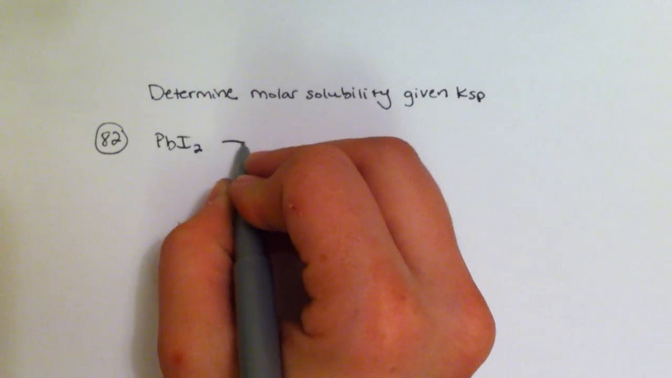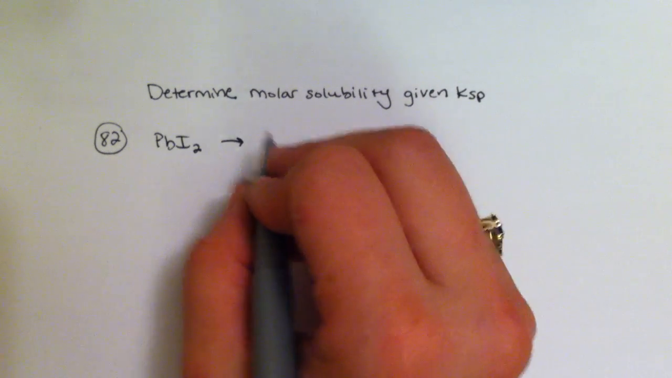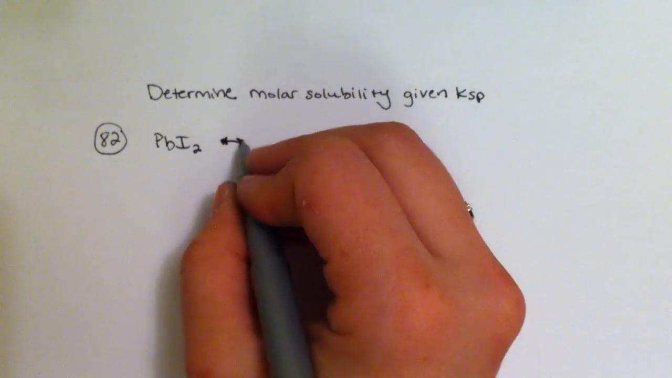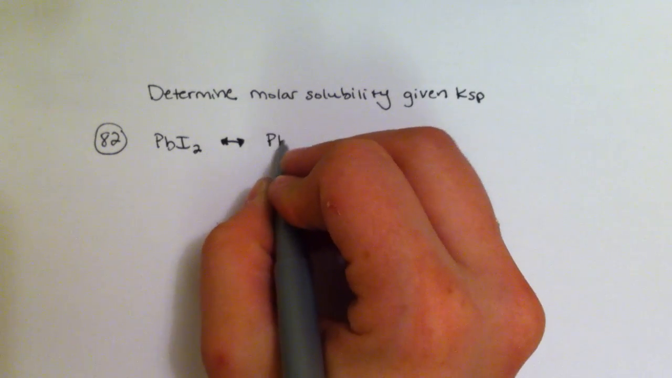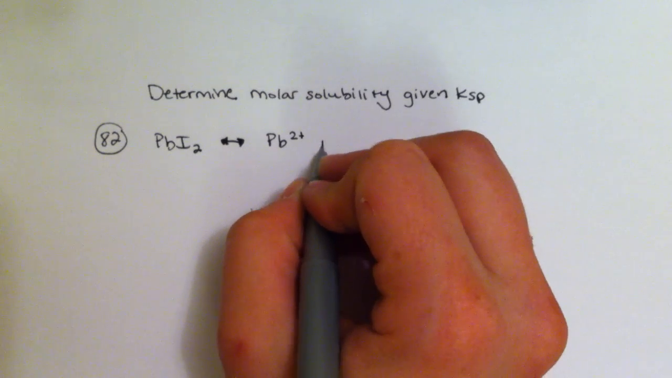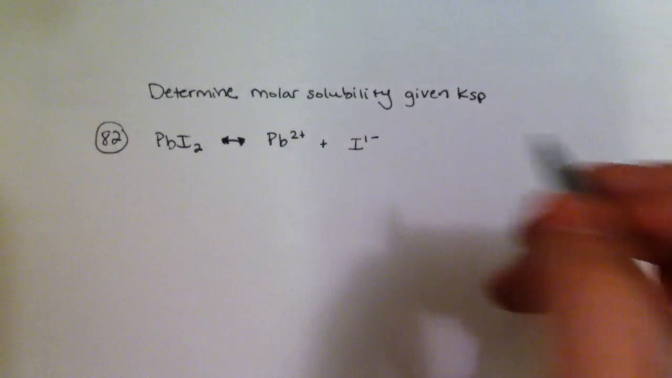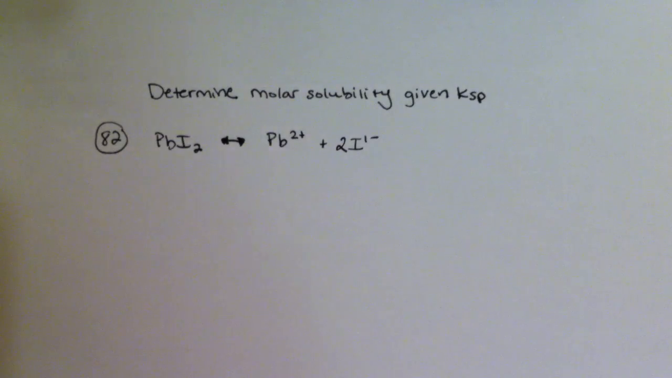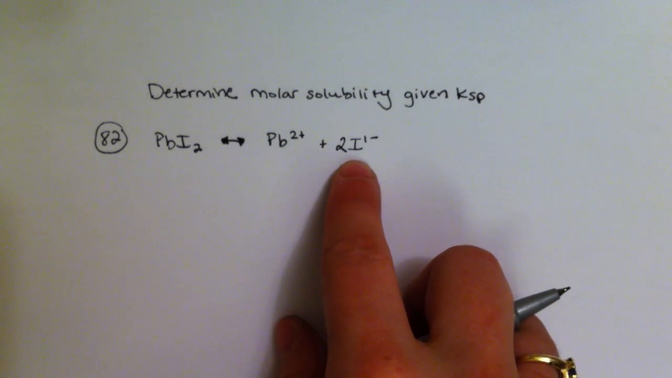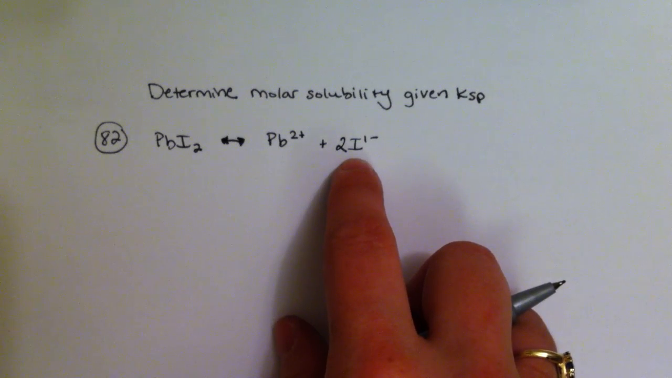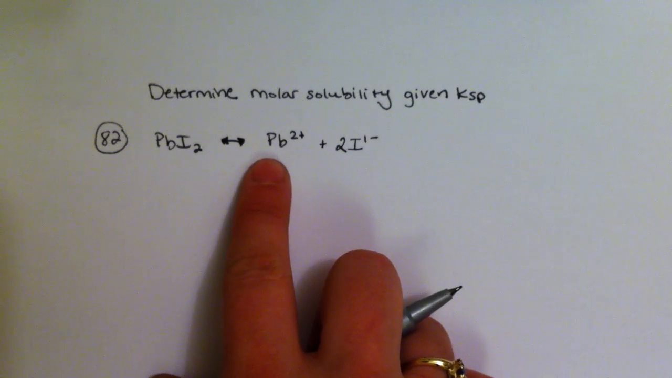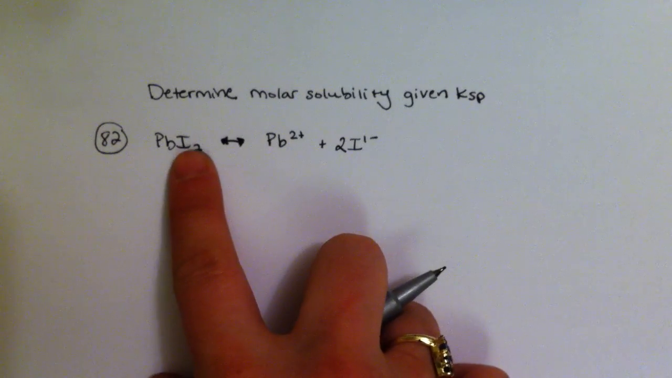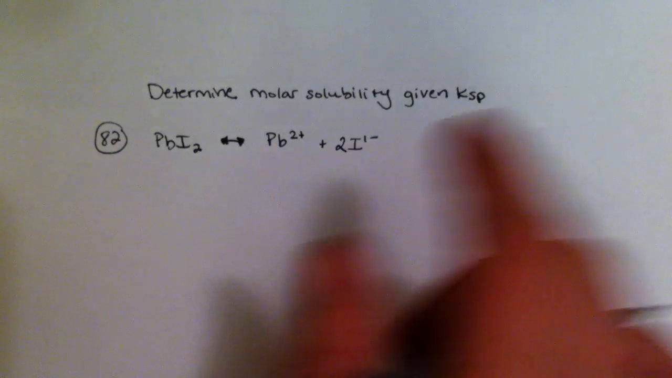So remember, that's going to dissociate only slightly. Okay, a very, very small amount is going to go to Pb2 plus and I1 minus, and we have two of those. And remember, that's because I is in column 17, so it makes 1 minuses. All of the halides make 1 minus. And Pb here, because we have two I's, then it must be 2 plus.